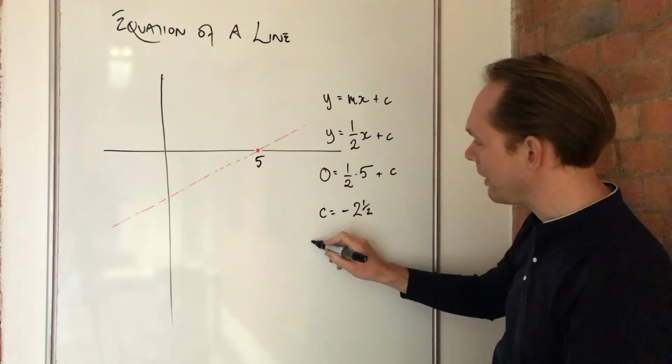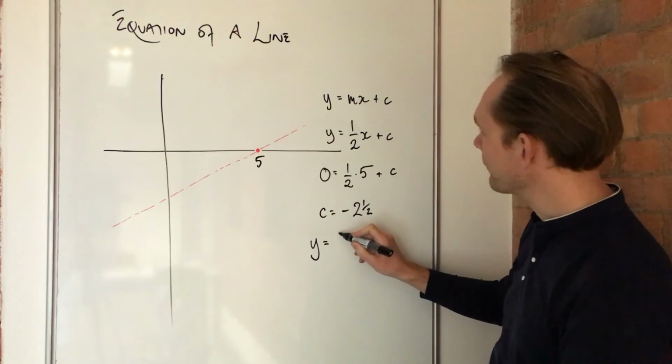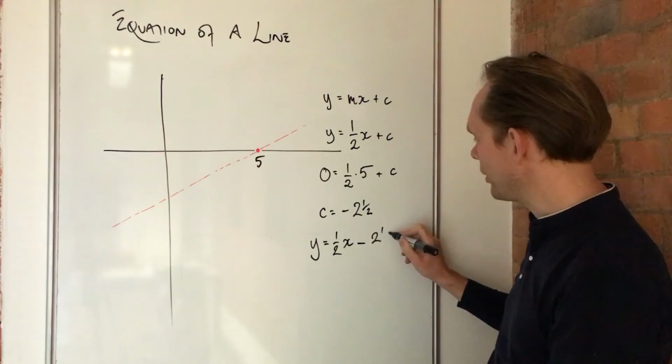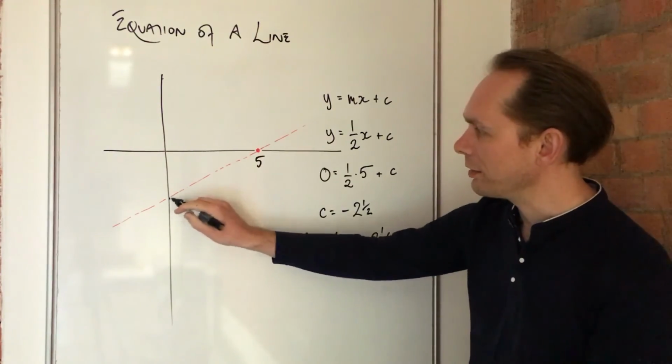So we want the x and the y back in. y equals 1/2 of x minus 2.5. And you can see, in fact, that's the point minus 2.5.